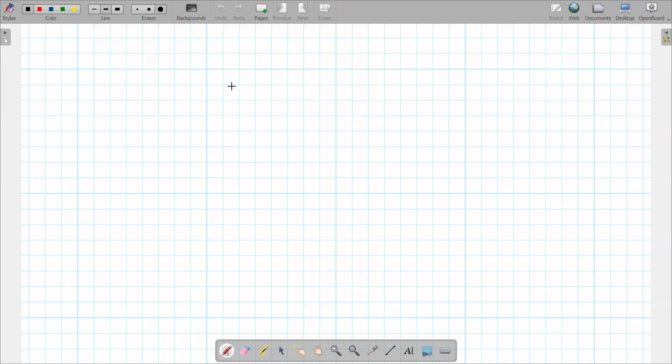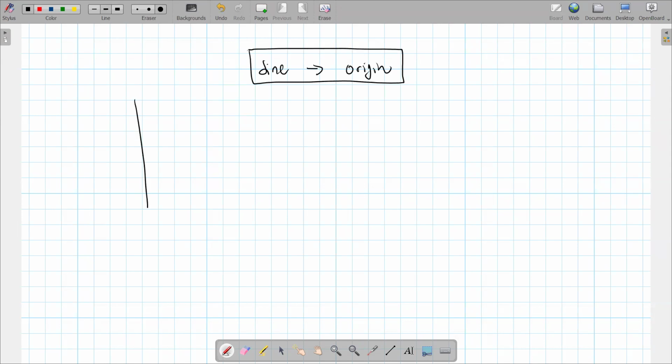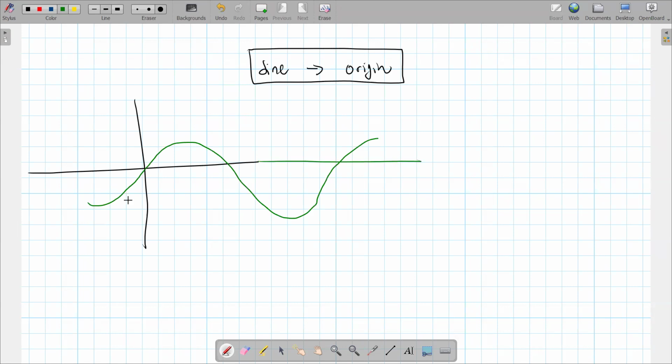So all these are functions. Sine is a function that goes through the origin. It looks like this. Let me erase some of this. Okay, yeah. Is this an odd function or is this an even function? Or neither?